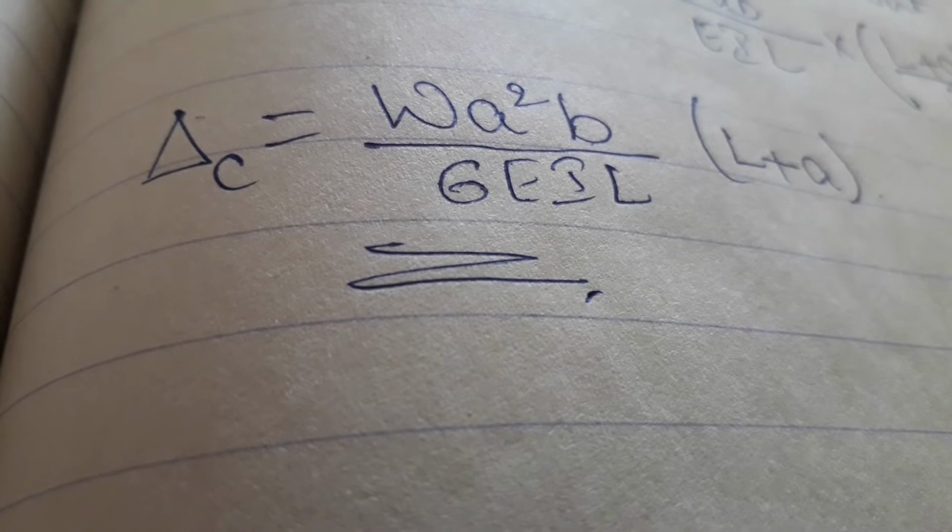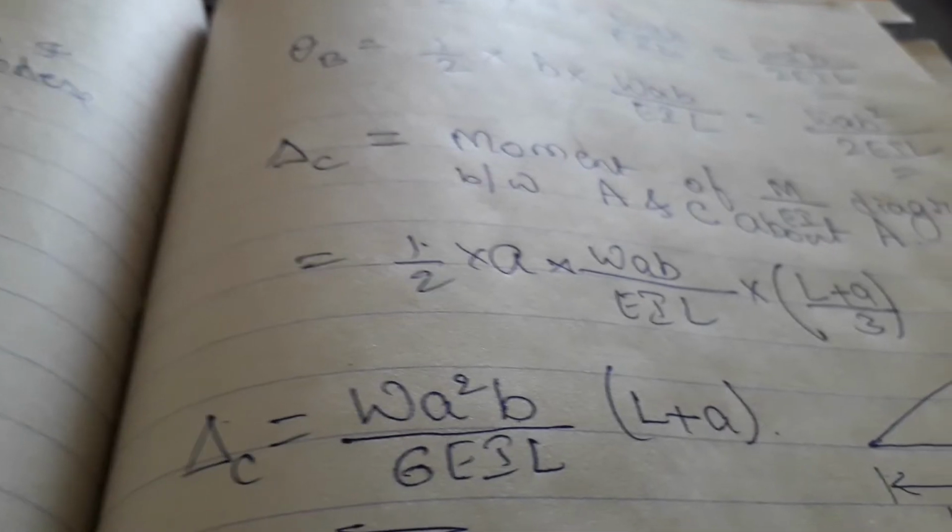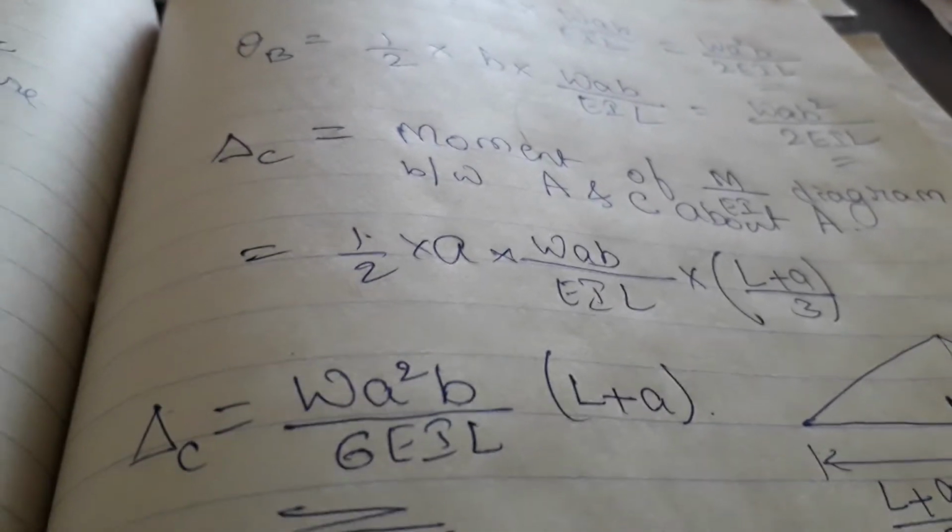Okay. So this is how you have to calculate the deflection and slope for a given simply supported beam when this load is not acting at the center. So now let us take one small problem of the same kind.